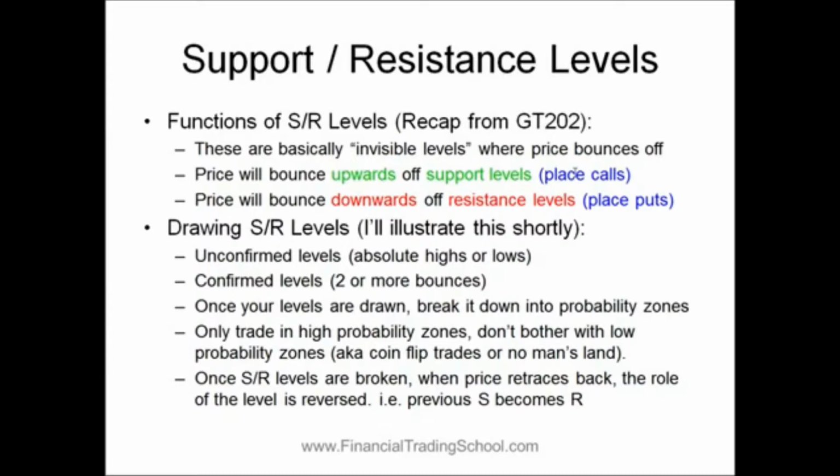So let's say you have a high at a specific price and it happened twice. So that's a confirmed level, so that it's confirmed now, rather than before you don't have anything confirmed yet, as we'll show you on the charts. Then once you have your levels drawn, you should break it down into probability zones, such that you're only trading in the high probability zones and you don't bother with the low probability zones, aka the coin flip trades or the no man's land. Because why would you trade a 50-50 trade when you can trade, say, a 95% trade?